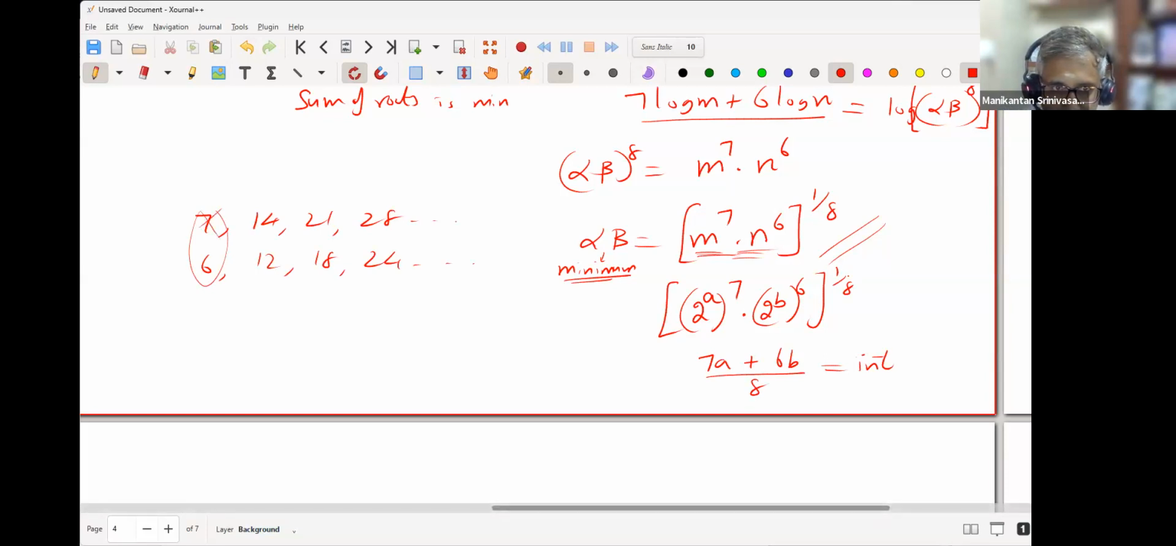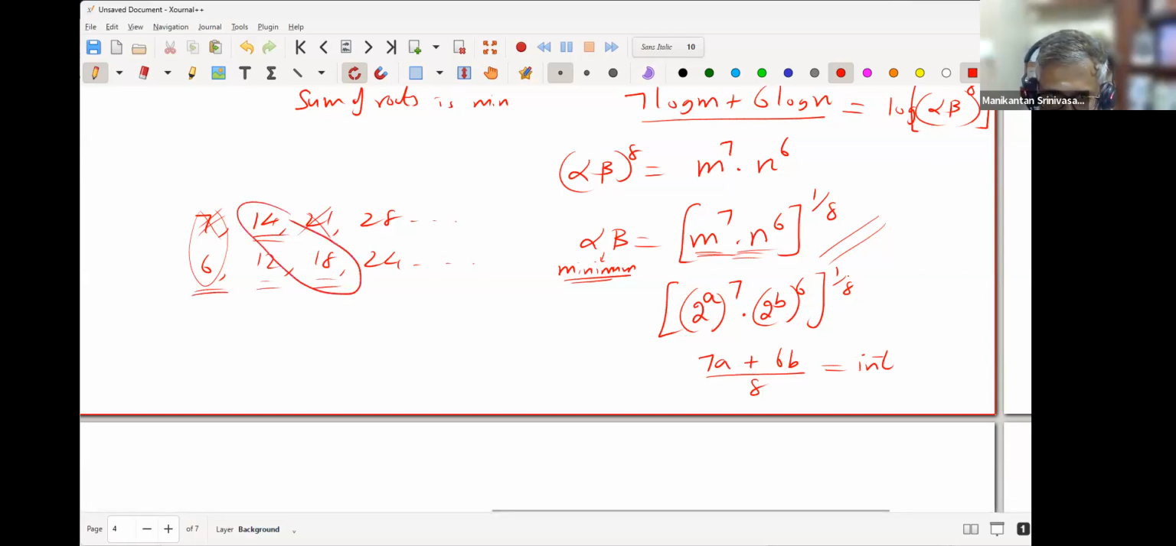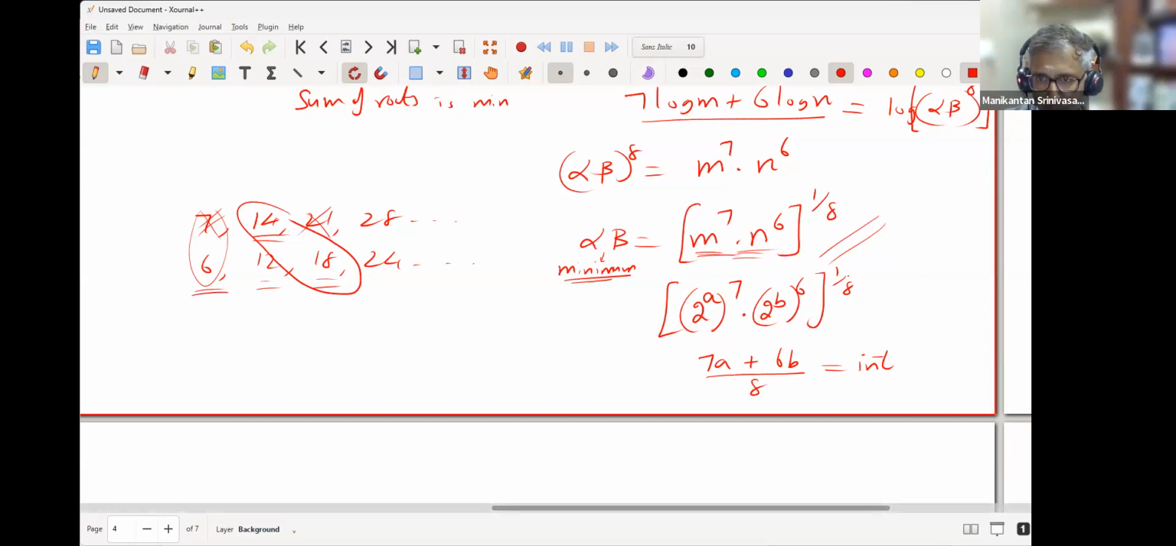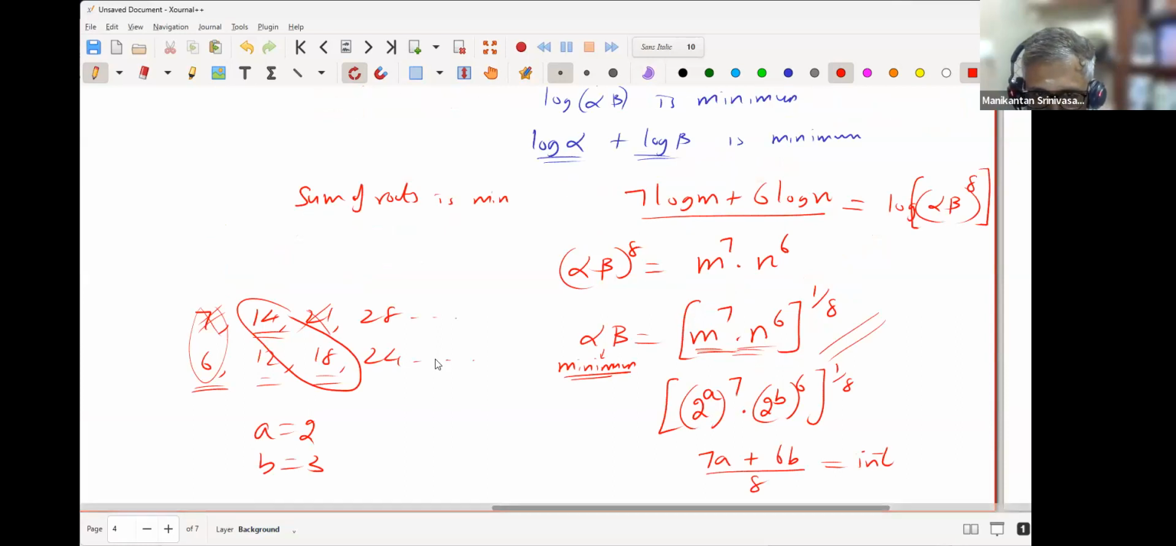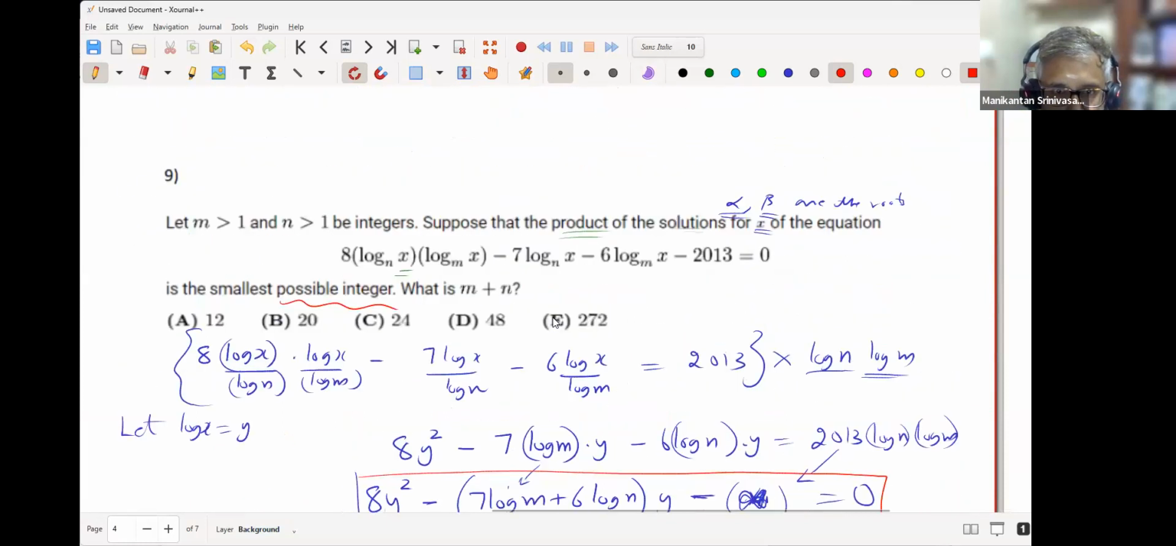So we can ignore 7 pretty much and ignore 21. 14 plus 6 is not working out. 14 plus 12 is not, 14 plus 18 is working out, right? So a can be 2 and b can be 3, and that combination works. 14 plus 18 is 32, which is a multiple of 8. Okay, and the question is not a and b, but m and n. So m is therefore 2 power 2 and n is therefore 2 power 3. So we have 4 and 8 respectively.